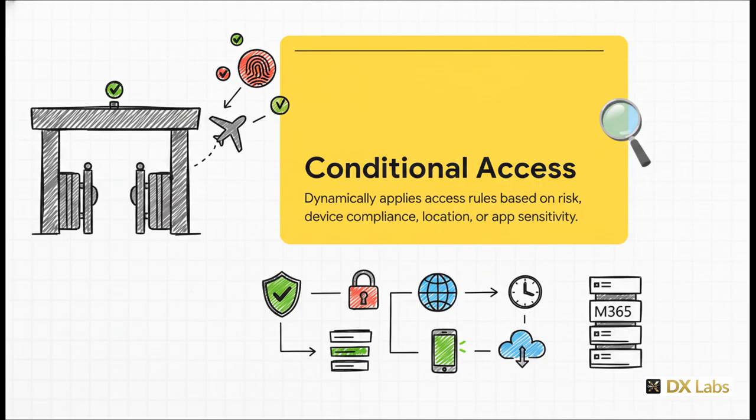This is, hands down, one of the most powerful authorization tools at your disposal. Conditional access dynamically applies access rules based on specific real-time factors. It looks at sign-in risk, device compliance, the user's physical location, or the sensitivity of the app being accessed. For instance, you could configure a conditional access policy that strictly requires multi-factor authentication, or MFA, whenever a user tries to access financial data from a personal unmanaged device.